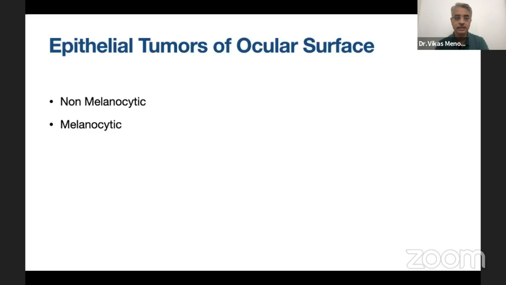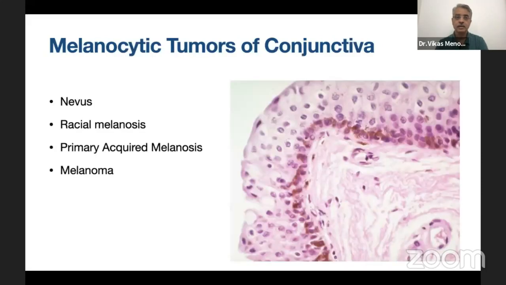Here I am talking about melanocytic tumors today. Now, melanocytic tumors of conjunctiva actually arise from melanocytes which are located near the basal cells of epithelium. And the common types of melanocytic tumors that we see are nevi, racial melanosis, primary acquired melanosis, and melanoma arising from the surface of conjunctiva. Now let's go on and see how each one of these present and differentiate clinically from each other.